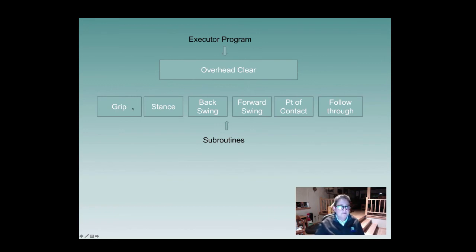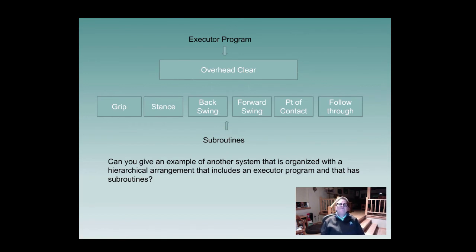Underneath the executive program are several parts of what you have to do in order to meet that executive. These are called the subroutines. You'll notice that there's a grip, stance, a backswing, a forward swing, a point of contact, and then there's a follow through. So each one of these pieces is important to actually being able to execute this executive program called the overhead clear. Can you give an example of another system that's organized with a hierarchical arrangement like this with executive programs and subroutines?